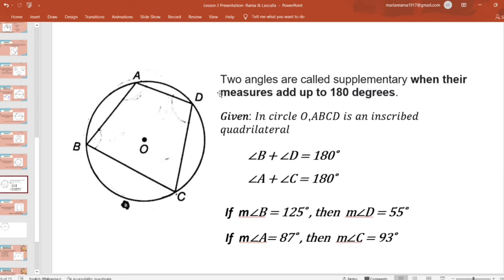For example, our angle B and its opposite angle is angle D. As you can see, angle B's opposite is angle D, and the same also with angles A and C, which are opposite. For example, we have here our angle B is equal to 125 degrees. Then our angle D would equal 55 degrees. The same is true with our angle A. For example, we have 87 degrees. Then our angle C would equal 93 degrees.